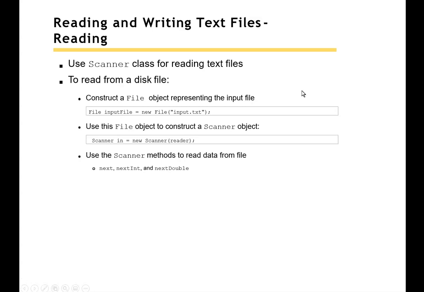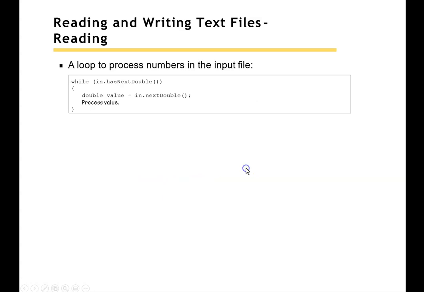So reading and writing text files. You use a Scanner class just like we do for input. To read from a disk file, we construct a File object representing the input file. For example, File inputFile = new File with the input text. Use this File object to construct a Scanner object. We basically pass it into the Scanner as opposed to using the predefined one we're used to from System.in. Use the Scanner methods to read data from a file. We can use next, nextInt, and nextDouble, for example.